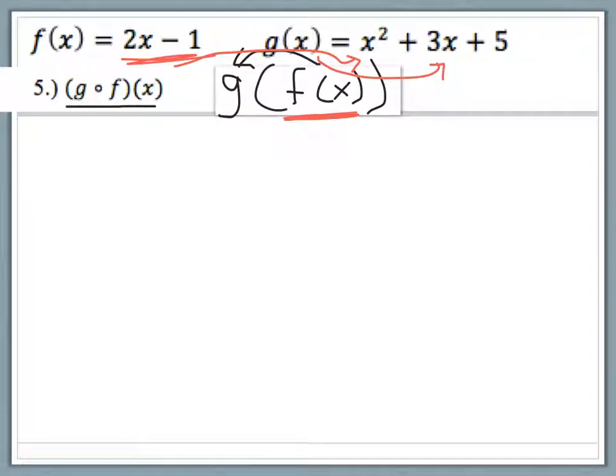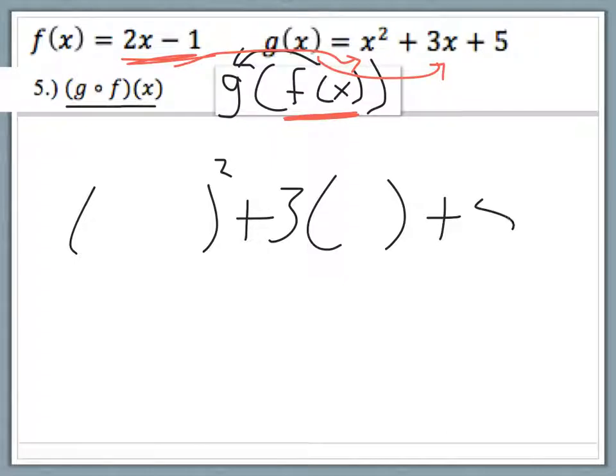So we're going to have something squared plus 3 times something plus 5. I'm going to fill in those parentheses now with the f function. So I'll have 2x minus 1, and then 2x minus 1. I just plugged in the f function for the x's.